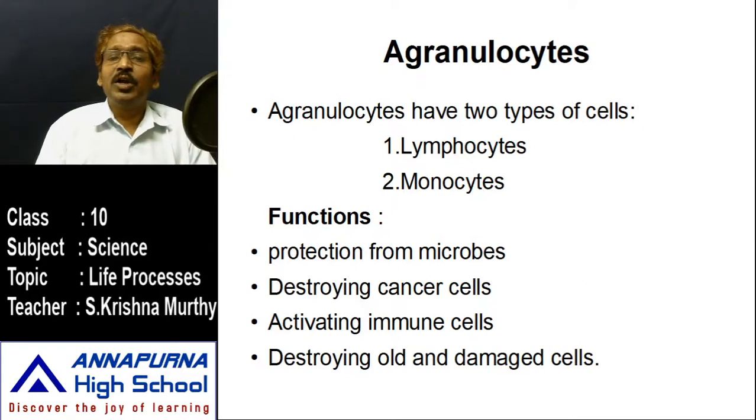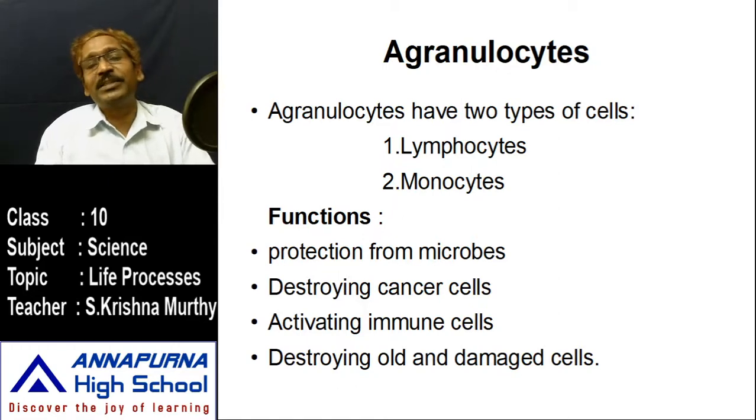And another function is to get immunity. We need immunity. Without immunity, we can't get defense from the microbes. If you want defense from the microbes, our body cells need activation of the immunity. So the agranulocytes participate in that, and not only that, they also destroy old and damaged cells. Destroying old and damaged cells.